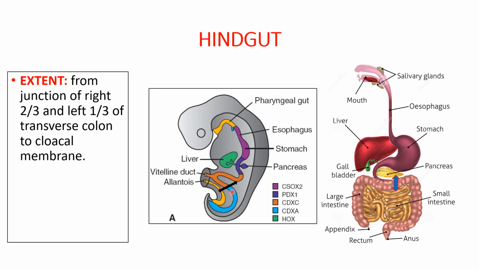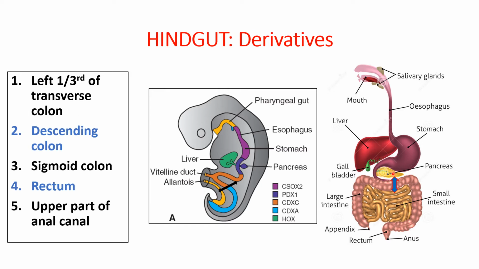The hindgut again is from the left 1/3 of the transverse colon to the cloacal membrane. The derivatives of the hindgut are the left 1/3 of the transverse colon, the descending colon, the sigmoid colon, the rectum, and the upper part of the anal canal. So all these derivatives of foregut, midgut, and hindgut should be learnt and remembered.